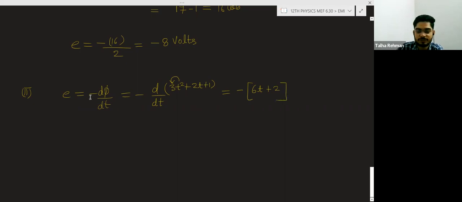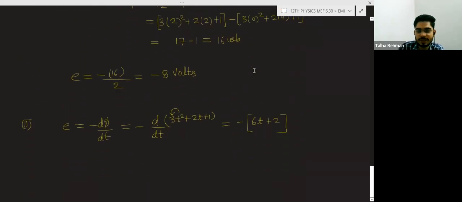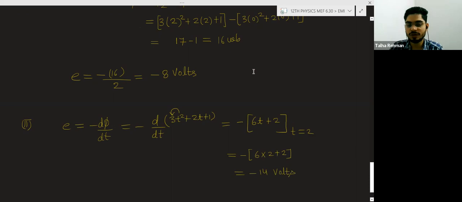So this will be your instantaneous EMF. And at what time are they asking? At t is equal to 2 seconds. Now put the value of t here. This is minus, this is 6 into 2 plus 2. So your answer will be minus 14 volts. Minus 14 volts.